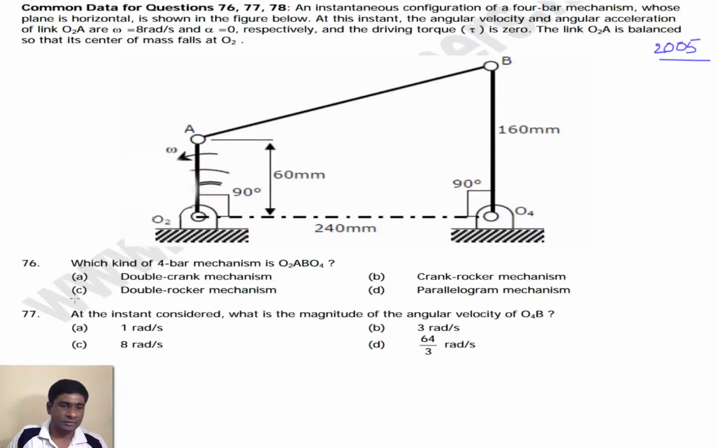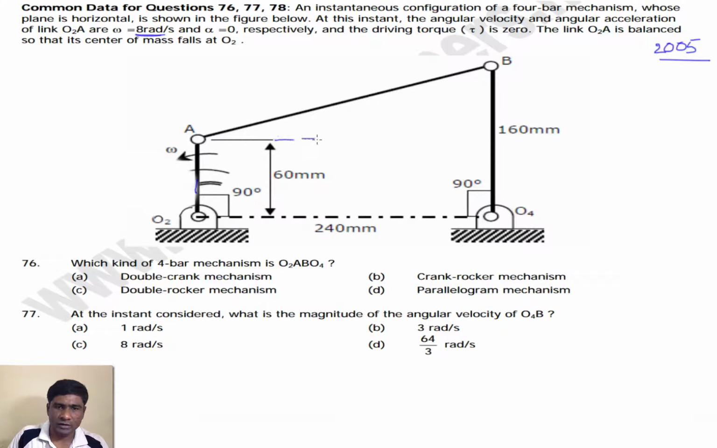Next problem is this one. It's asked in 2005. So at this configuration, all details are given. Omega is 8 radian per second. This link 2 is moving in this anti-clockwise direction, and the dimensions have also been given. This is 60, this is 240, and this is 160.